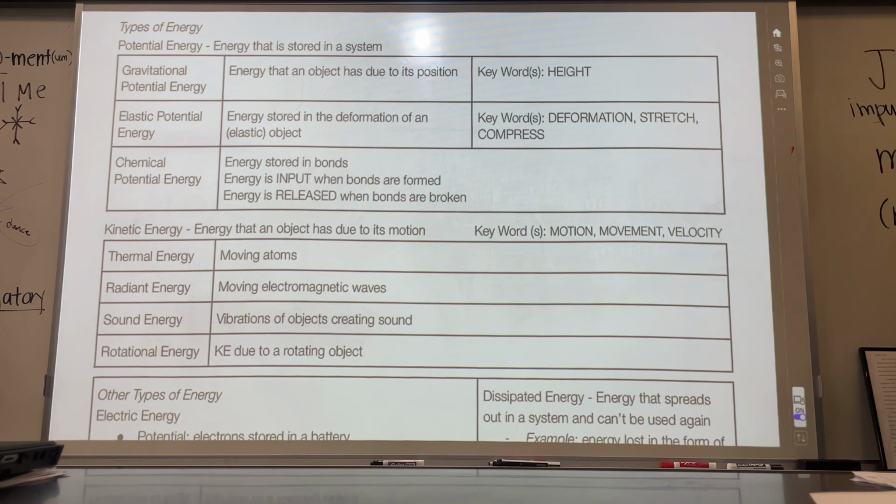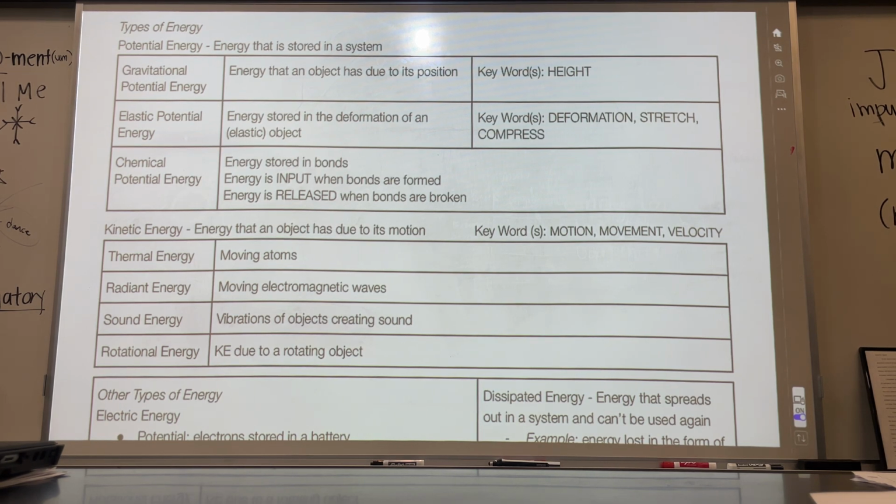First category of energy is potential energy. This type of energy is stored in a system. So it's like stored, and then you can do things with that stored energy later on. So there's three major types of potential energy that we're going to review. The first one is gravitational potential energy. That's the energy that an object has due to its position.